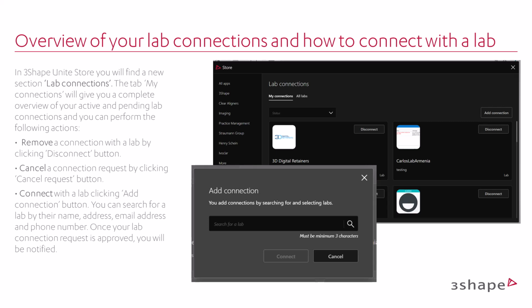In the 3Shape Unite store, you will discover a new section called Lab Connections. The My Connections tab provides a comprehensive overview of your active and pending lab connections, enabling you to take the following actions. Remove a connection: click the Disconnect button to remove a connection with the lab. Cancel a connection request: click the Cancel Request button to cancel a connection request. Connect with a lab: click the Add Connection button to connect with a lab. You can search for a lab using their name, address, email address, or phone number. Once your lab connection request is approved, you will receive a notification.